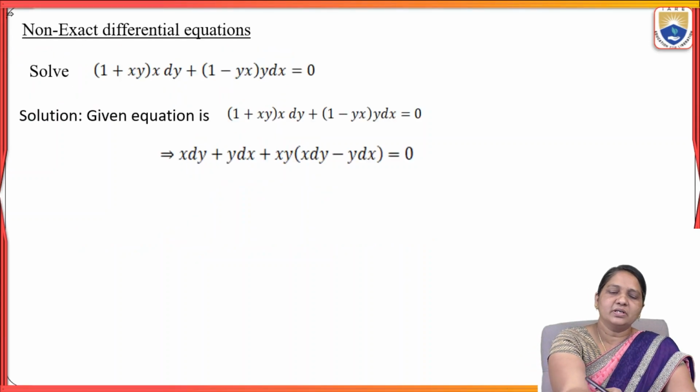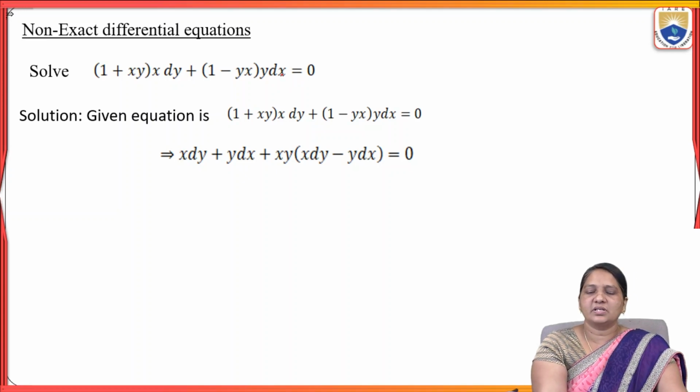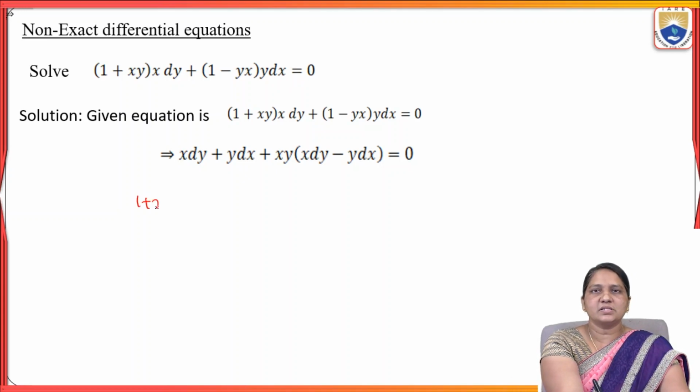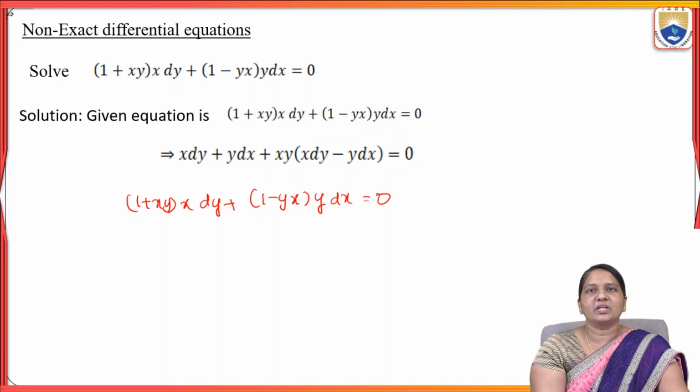Now we are going to solve one more problem based on this method. Solve 1 plus xy into x dy plus 1 minus xy into y dx equal to 0. What is the given equation here? 1 plus xy into x dy plus 1 minus xy into y dx equal to 0. This is the given equation.